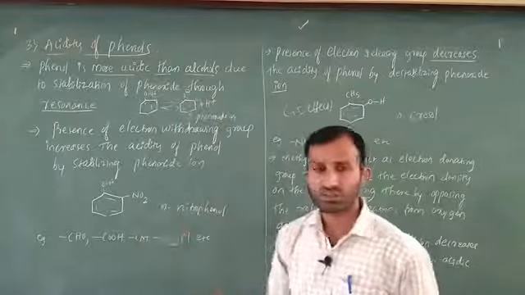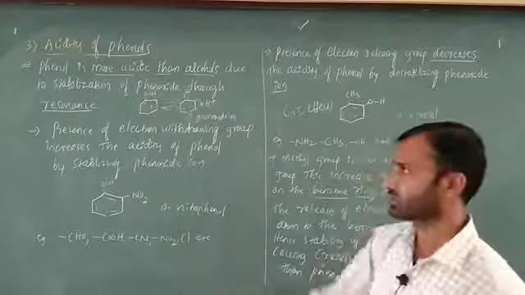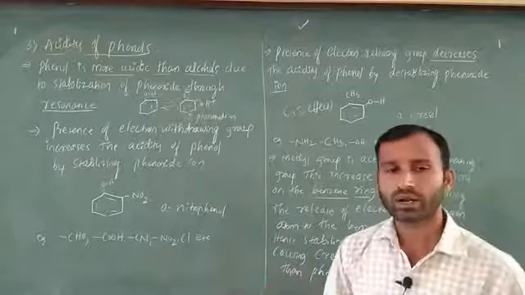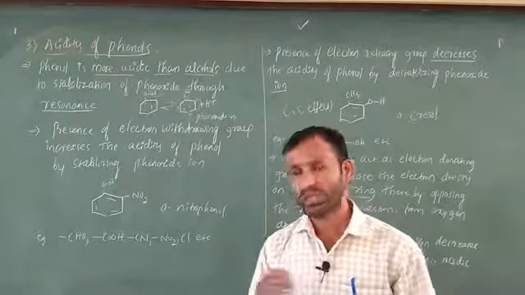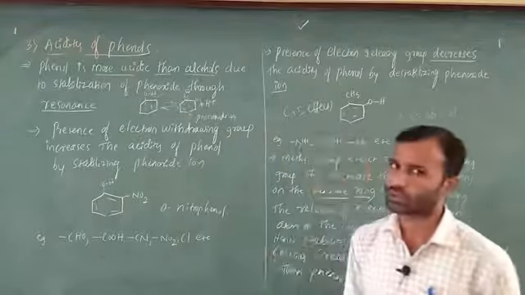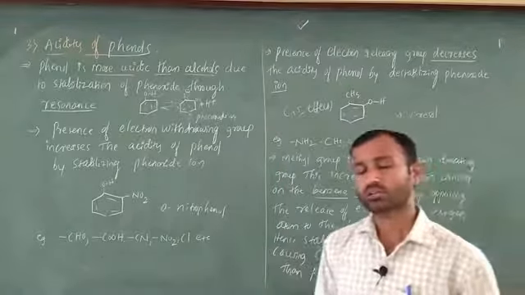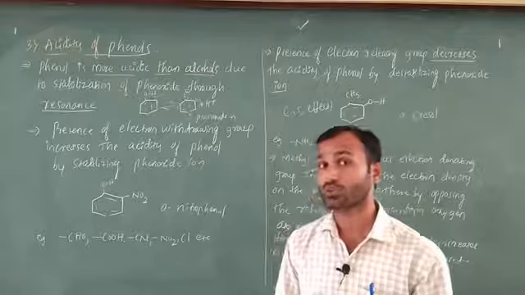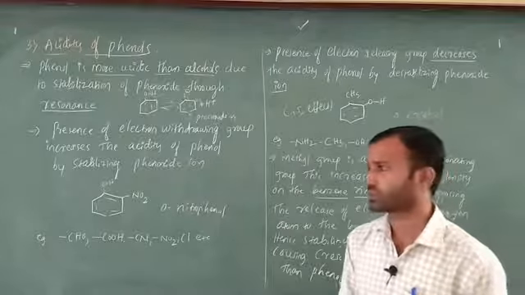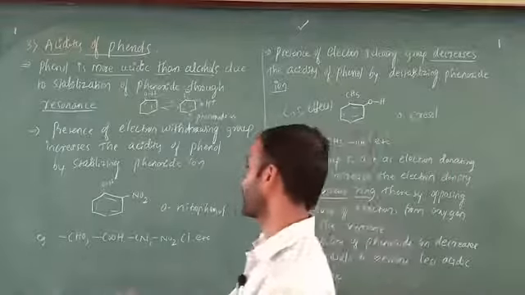Due to stabilization of the phenoxide ion through resonance. Next, in this case also, it is divided into two parts: one is the electron donating part, and the other is the electron withdrawing part. If an electron donating group is there, what about acidity? If an electron withdrawing group is there, what about acidity? Okay, we are going to discuss.